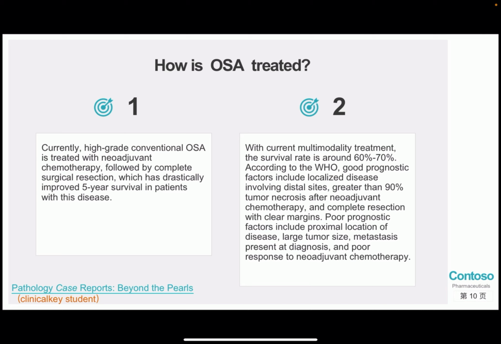So how is OSA treated? Currently, high-grade conventional OSA is treated with neoadjuvant chemotherapy followed by complete surgical resection, which has drastically improved 5-year survival in patients with this disease. Unfortunately, the overall prognosis remains poor in patients with metastatic or unresectable disease.